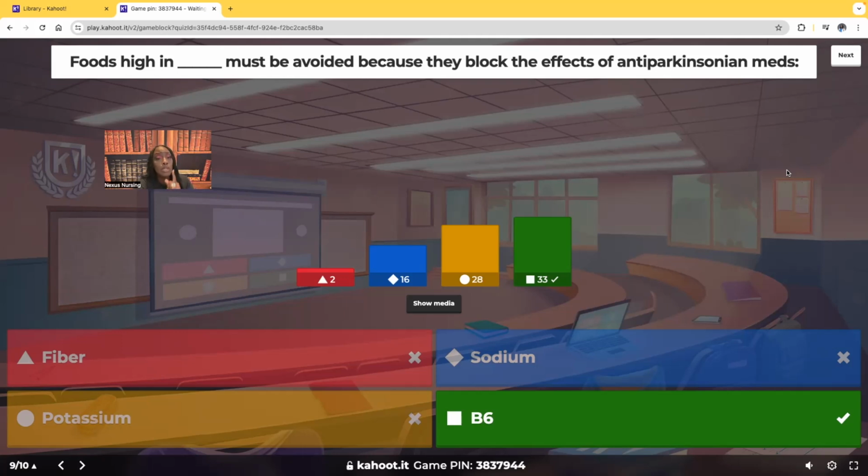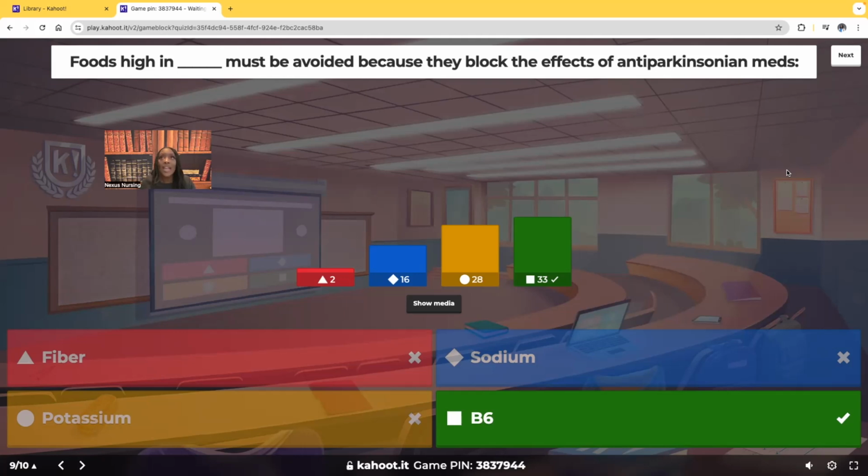And let me tell you something, as nursing students, I see you guys make the same mistake all the time. You'll choose an answer based on something you know, but not what the question's asking. Answer the question. So when it comes to types of food that can block the effects of the drugs we're giving to treat Parkinson's disease, the correct answer is vitamin B6.